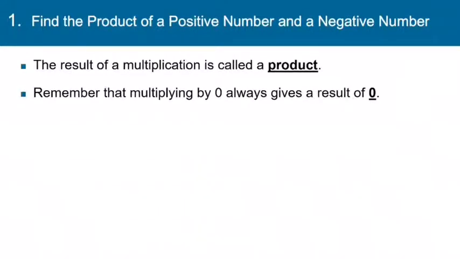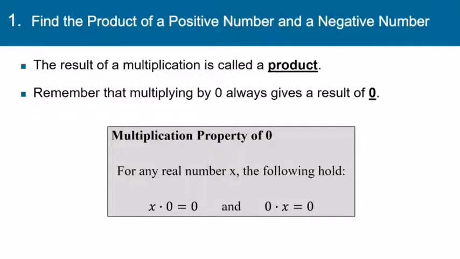Remember that multiplying by 0, of course, always gives a result of 0. And that is such an important fact that we actually named it and called it a property. So the multiplication property of 0 just says that x times 0 equals 0, and also 0 times x equals 0. You already knew this, you just may not have ever called it the multiplication property of 0. So this is true for all real numbers.